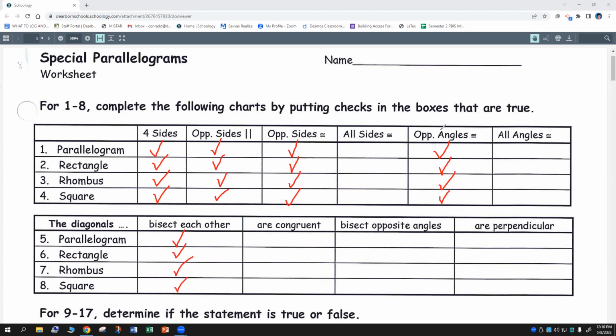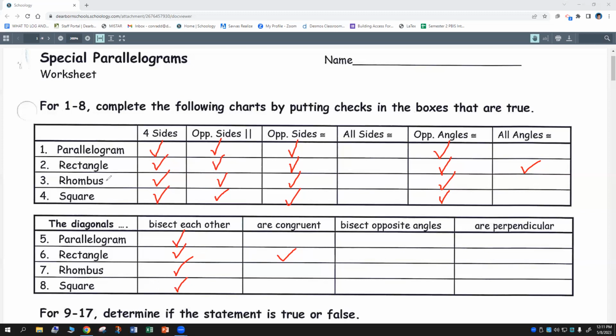Okay. From there, we can look at our special parallelogram cases, right? Rectangles, rhombus, and squares. A rectangle is a parallelogram that has 4 right angles. So it doesn't have necessarily all sides congruent, but it has all 4 angles congruent because they're all right angles. Okay. We also know that rectangles have diagonals that are congruent.